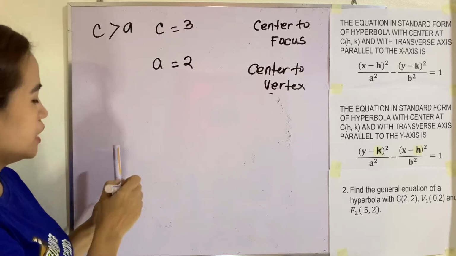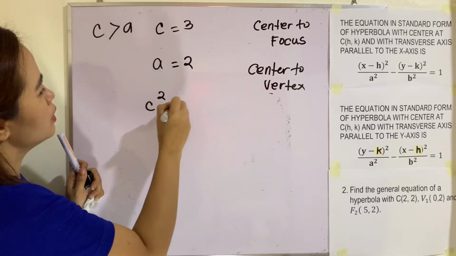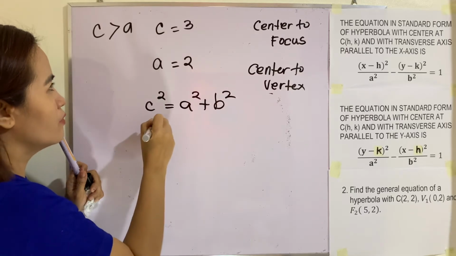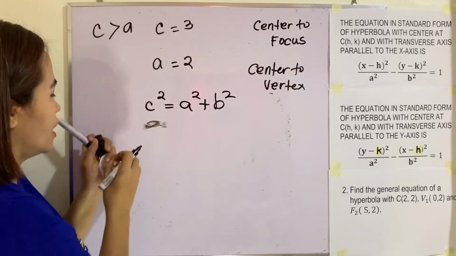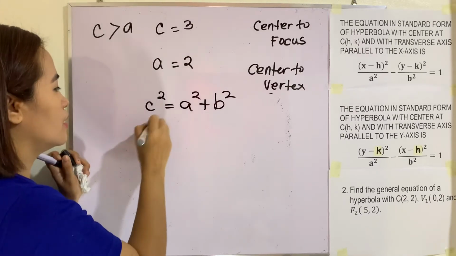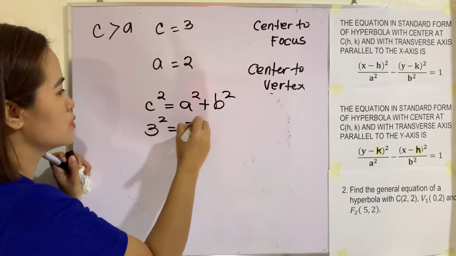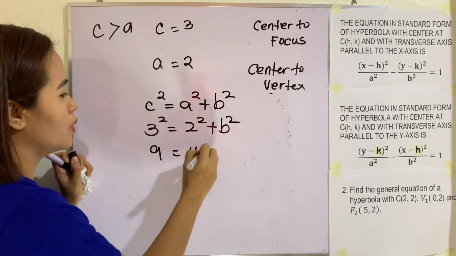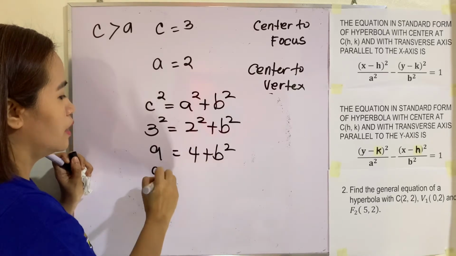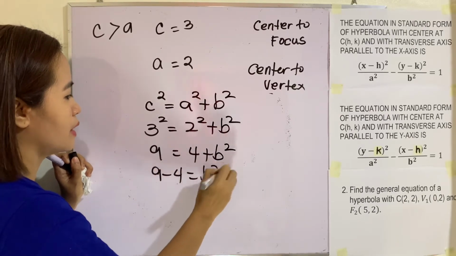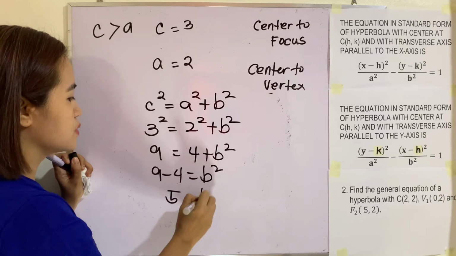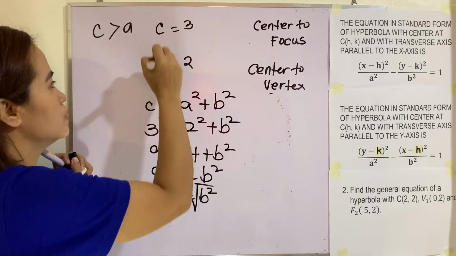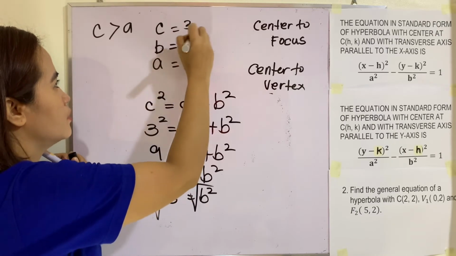Let's find the B. To find the B, we will be using this formula, C squared equals A squared plus B squared. So we have 3 squared is equal to 2 squared plus B squared. So 9 equals 4 plus B squared. 9 minus 4 is equal to B squared. And then 5 is equal to B squared. So B is equal to square root of 5.